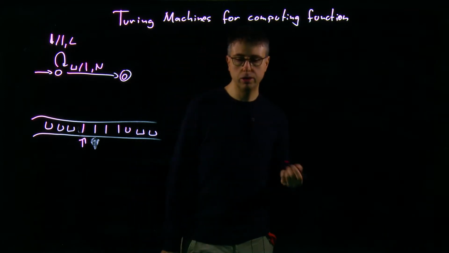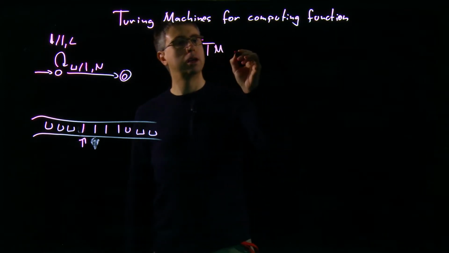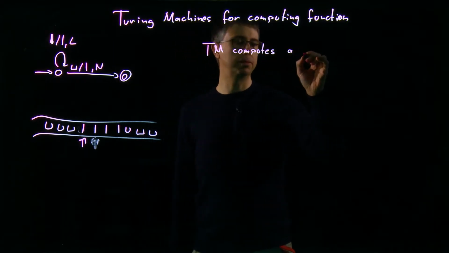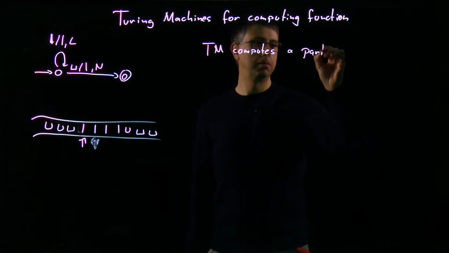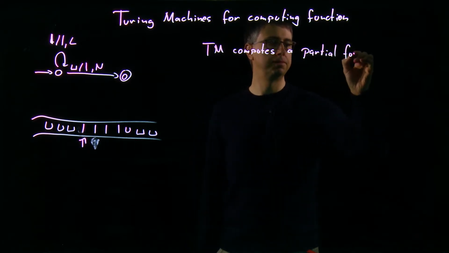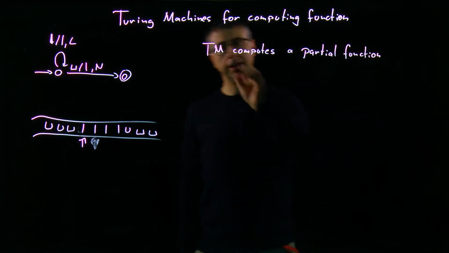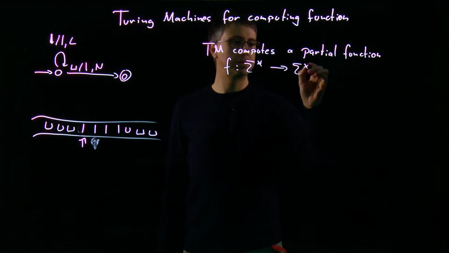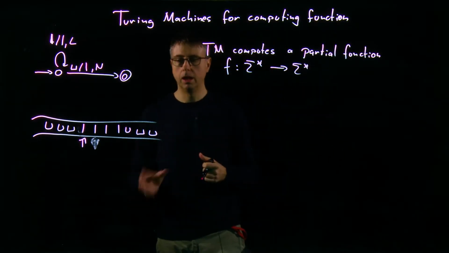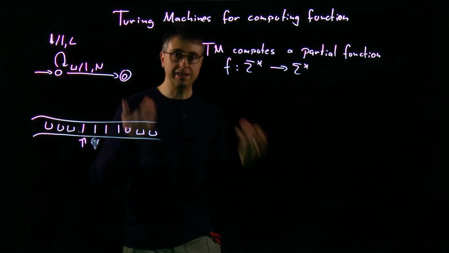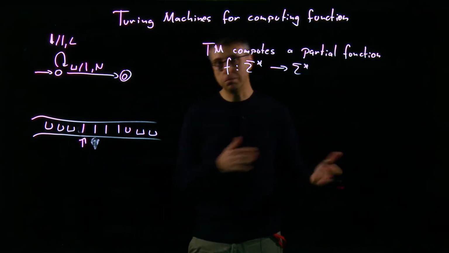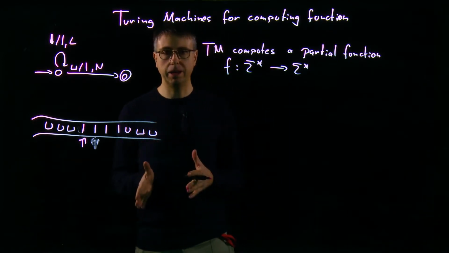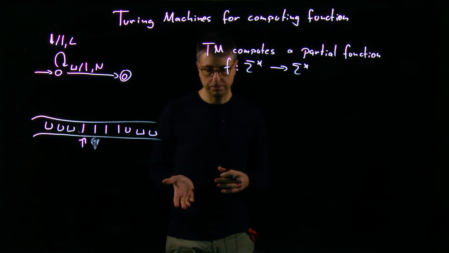In general, a Turing machine computes, we can say that it computes a partial function f from sigma star to sigma star. So there's some input on the tape, then we start the Turing machine, and at some point, if we are lucky, the Turing machine halts, and what we find on the tape then, that's the result of the computation.